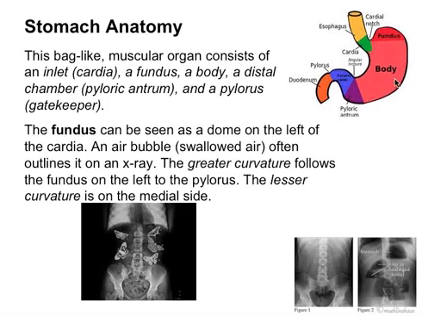And then we have the main part, that's the body. And at the distal end, we have the pyloric antrum. Antrum means a chamber. And then we get into the pylorus itself, and the pylorus is the canal here. Pylorus means gatekeeper, that's what that means.